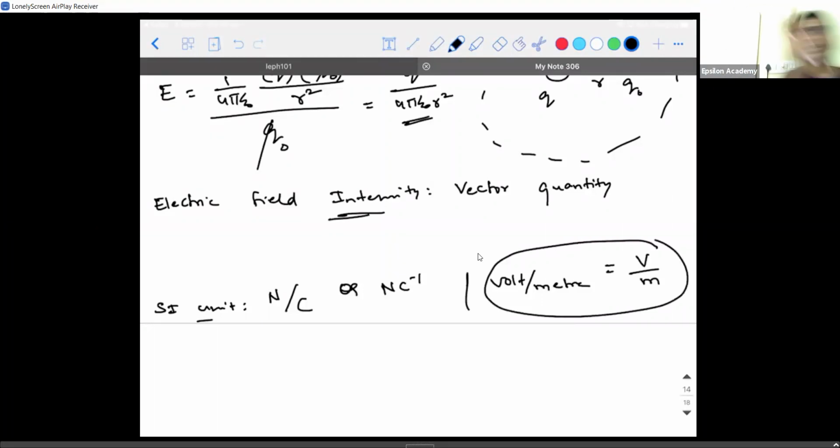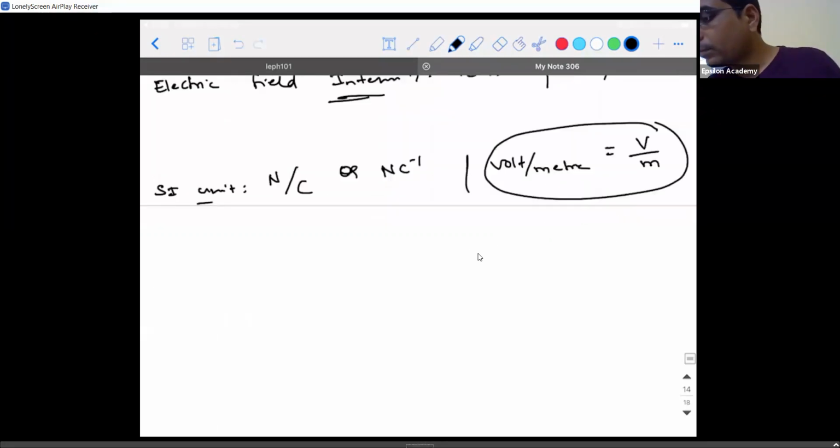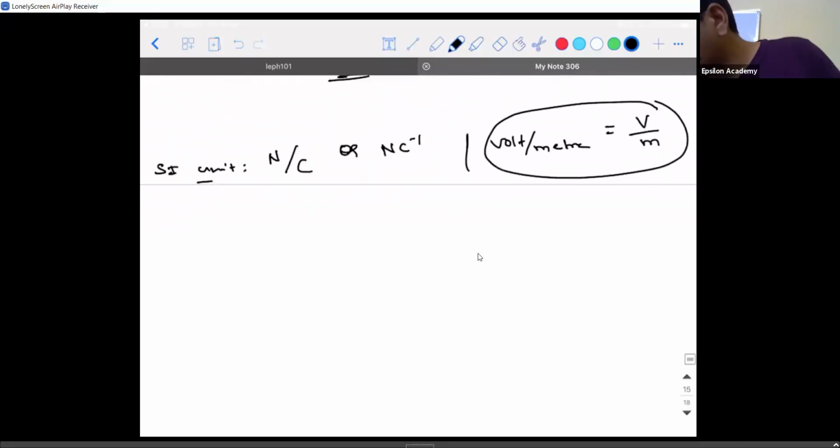But in this chapter, if you see the textbook, they will give you all the values only in Newton per Coulomb. But in your final exam, they might give you in either Newton per Coulomb or volt per meter. Both are same. Okay. Now, what is going to be the dimensional formula for it? I want you all to try it. So, what is the dimensional formula for this?